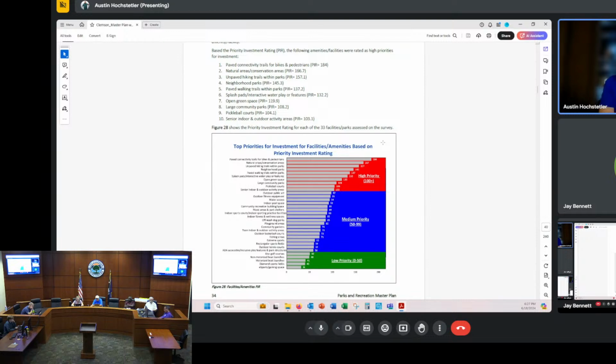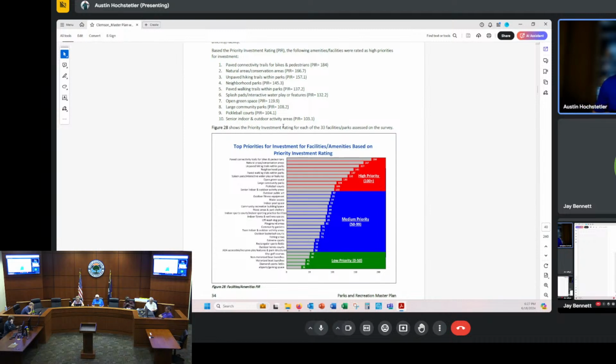So in other words, investing in these amenities and facilities, you'll get your biggest bang for your buck because you're touching the most people that have a need and or priority for these facilities. And so you see that for paved connectivity trails, natural areas and conservation areas, unpaved trails, neighborhood parks, paved walking trails within the parks, splash pads, open green space, large community parks, pickleball courts, and senior indoor and outdoor activity areas.